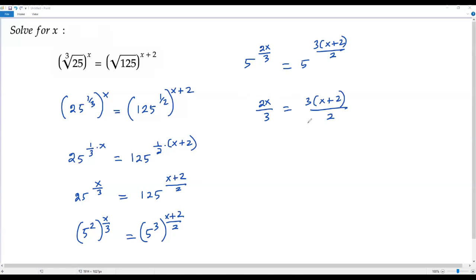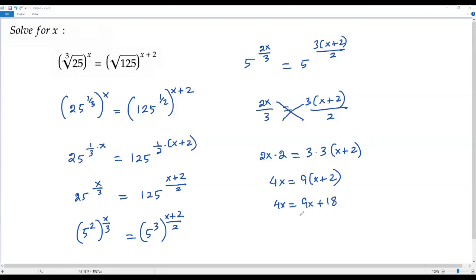Now we have to solve for x in this one. To solve for x, first I have to get rid of the two denominators over here. For that, I can do cross multiplication. What is cross multiplication? The numerator over here, 2x, has to be multiplied by this denominator 2. Then I'm getting 2x times 2. And the numerator over here has to be multiplied by this denominator 3. Then I'm getting 3 times 3 times x plus 2. I've just done cross multiplication. So 2x times 2 will become 4x equals 3 times 3 will become 9 times x plus 2. When I distribute this 9 to x and 2, I'm getting 9x plus 9 times 2, which is 18.